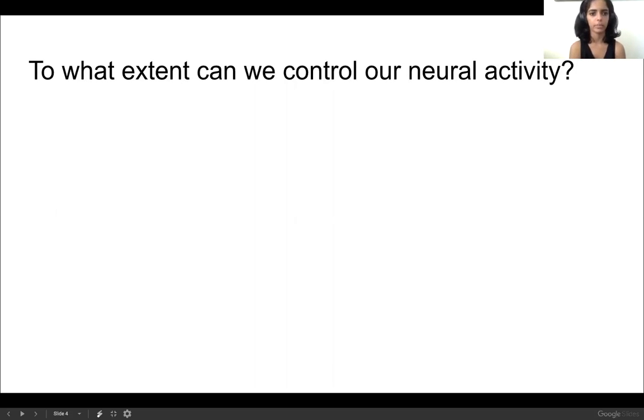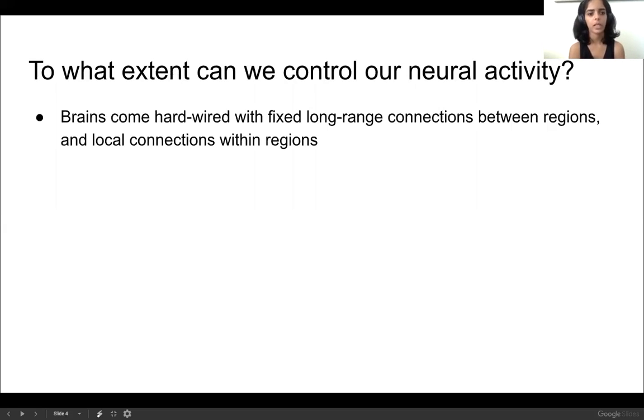So going big picture. Brains come hardwired. So what does that mean? Basically, when you're born, there's already a lot of fixed wiring between the various neurons in your brain, right? And this is something that has been developed over an evolutionary time scale. So ever since we evolved from single cells to humans, these connections have kind of fallen into place and gotten fixed.